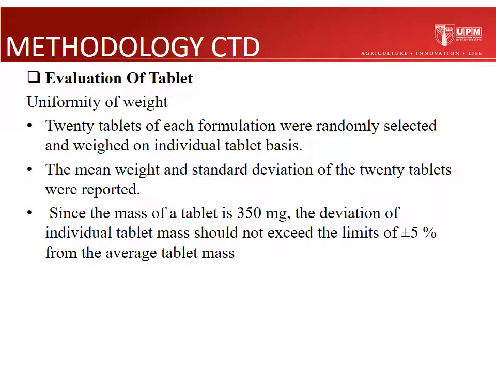And for the evaluation of tablets, we determine its uniformity of weight, and the way we determine is 20 tablets of each formulation were randomly selected and weighed on an individual tablet basis. The mean weight and standard deviation of the 20 tablets were reported. Since the mass of a tablet is 350 milligrams, the deviation of individual tablet mass should not exceed the limits of plus minus 5% from the average tablet mass.